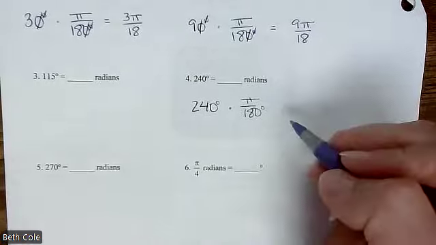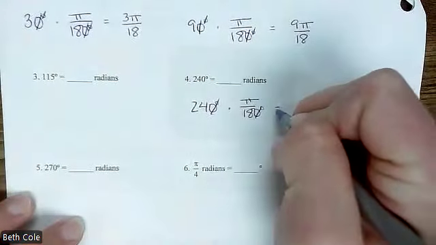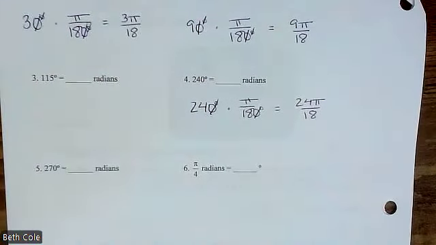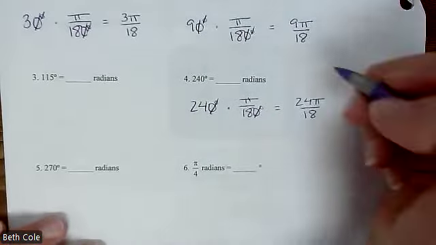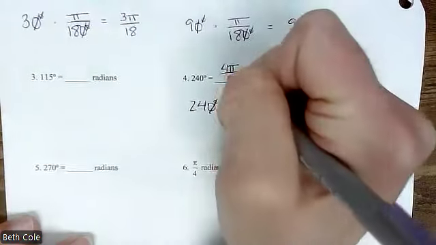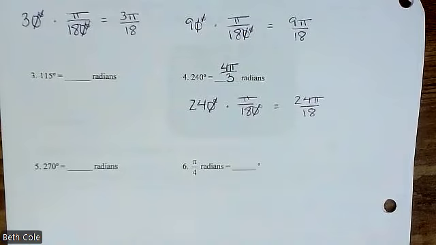So for this, your degrees cancel and your zeros cancel. You get 24 pi over 18. Those will both divide by 6. I was going to say 3, but 6 is bigger. So that will be 4 pi over 3. Good job. It's basically fractions more than anything else.